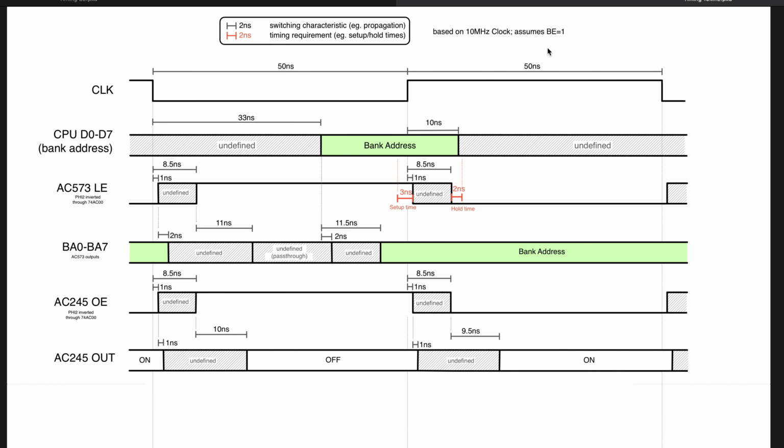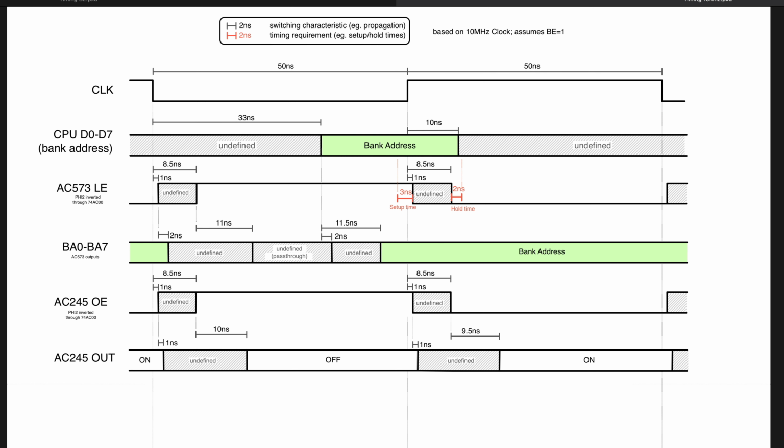So this is it. If you notice, there's an issue here where we are not meeting the hold time of the latch. The bank address is available for 10 nanoseconds after the rising edge of the clock. And in order for the latch to function, it needs to be held at least 2 nanoseconds after the latch enable pin goes low. However, this can happen after 8.5 nanoseconds here, which if you add 2 nanoseconds means 10.5. So we're not meeting the hold time requirement anymore.